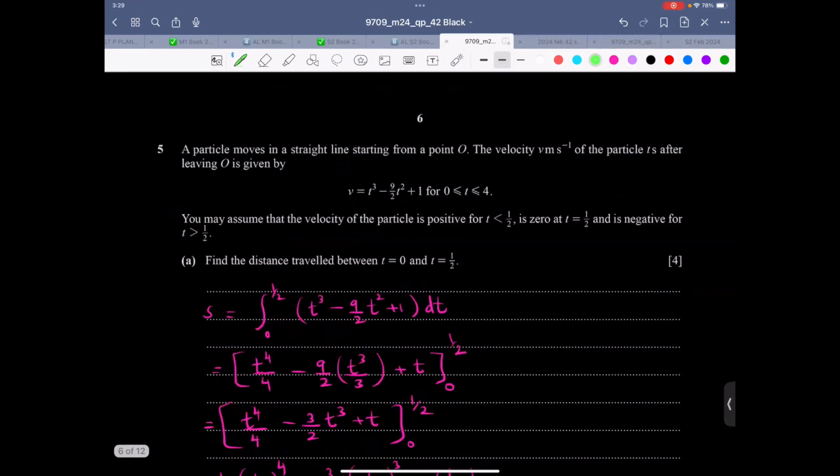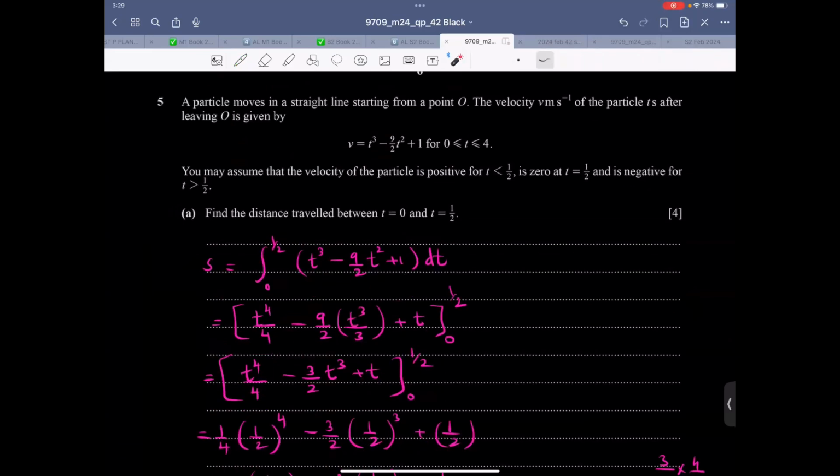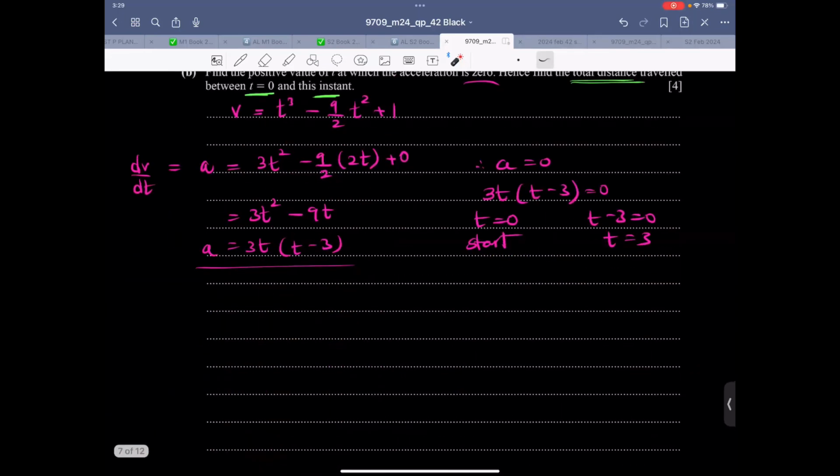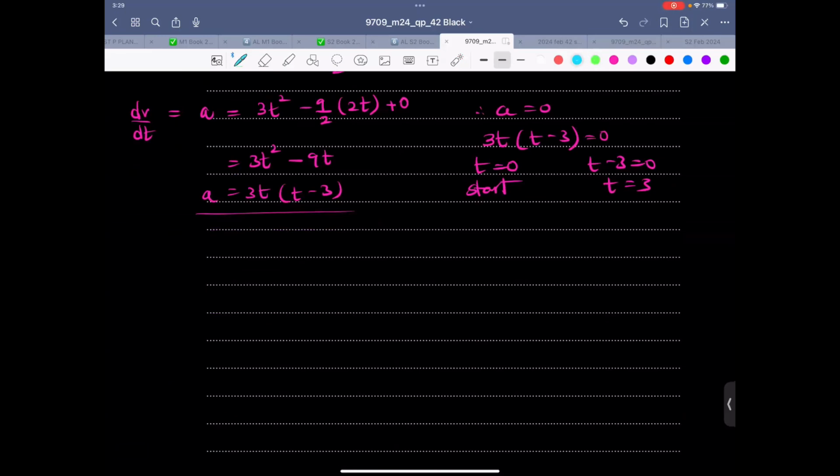Now, there were some hints over here. You may assume that the velocity of the particle is positive for this range, 0 at this value, and negative for this. That means the particle is turning around. So this is in one direction, this is in the other direction. So you cannot calculate the complete distance directly. What we do is that we write it like this.